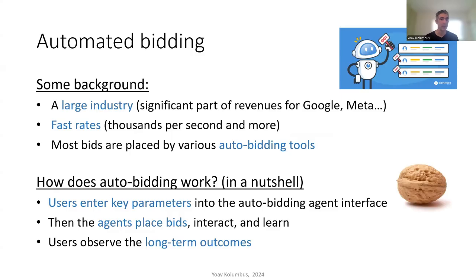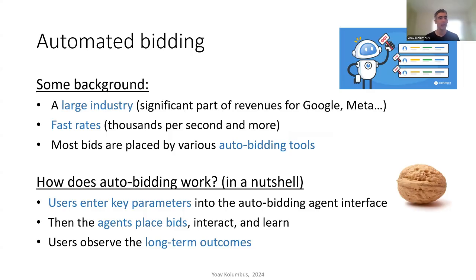And the way this auto bidding basically works is that users enter some of their private parameters into the auto bidding agent interface. Parameters can be the value that they have for the item that's being auctioned, or their budget, or other parameters. And then these agents automatically place bids in some long sequence of auctions, interact between themselves, and learn over time. And the users can observe the long-term outcomes from this long sequence of auctions. And a long sequence, again, can be a few minutes, a day, a week, and so on.